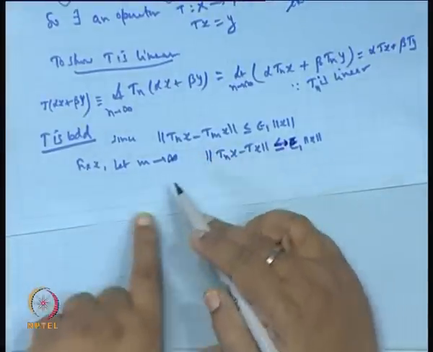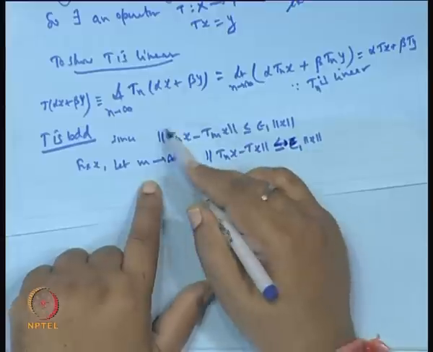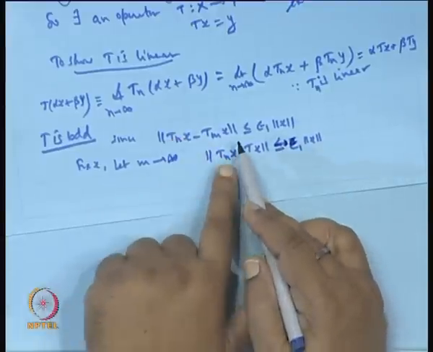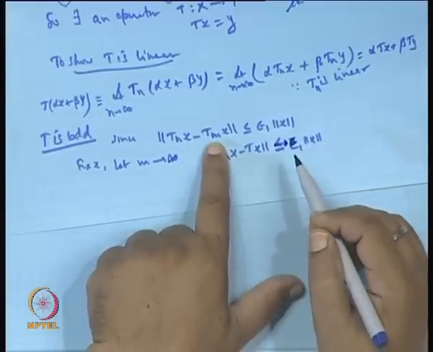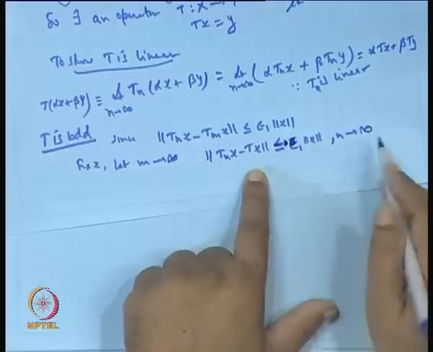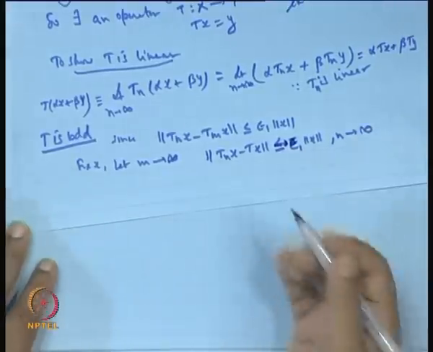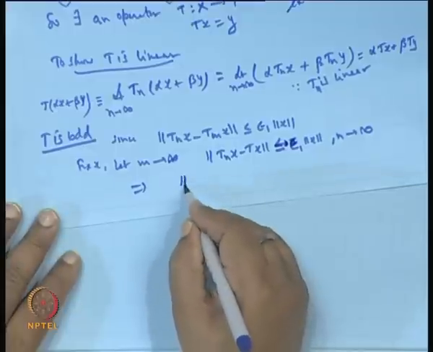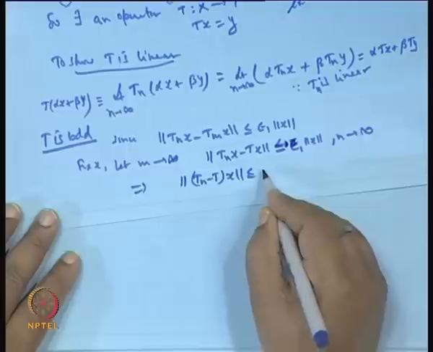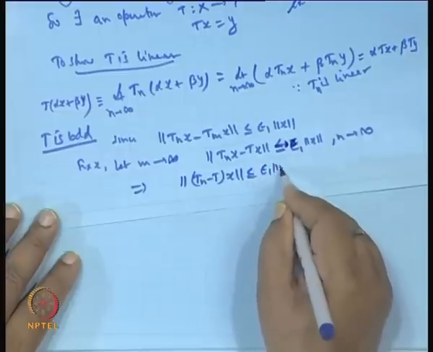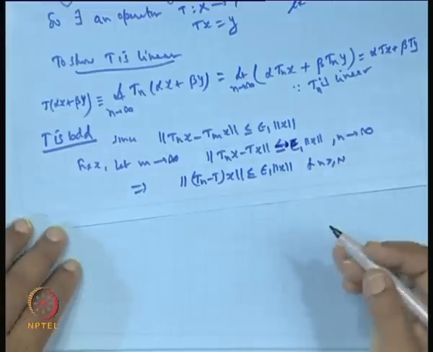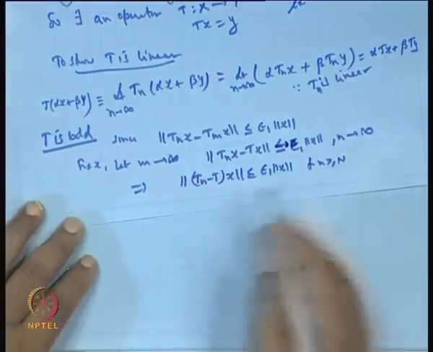By this, only m tends to infinity, the limit is a continuous function. So it will go inside; this will not be affected, but this Tm will go to T, as n tends to infinity. Now, from here can you say norm of Tn x minus T x is less than or equal to some epsilon times norm x for n greater than or equal to capital N? Is it okay? Now, this shows.